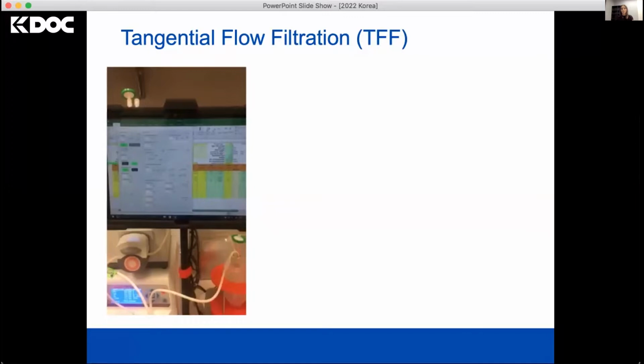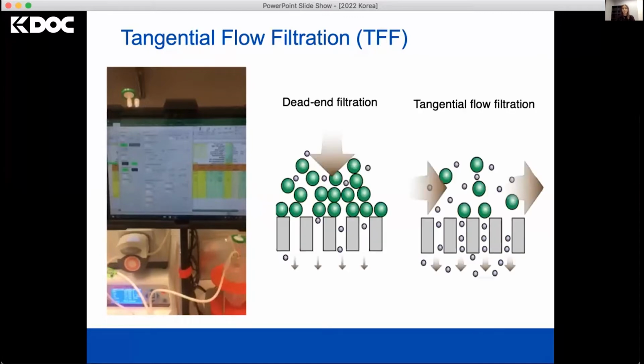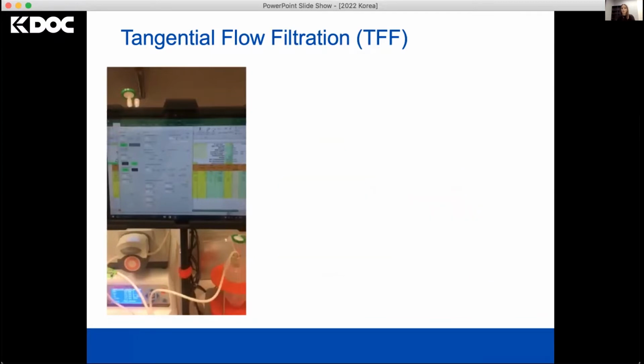So in the first step, we use a filter where the liquid flows tangentially, and this filter has pores that are 600 nanometers. So we get rid of anything that is above 600 nanometers, for instance, cell fragments. And then in the second step, we use a smaller filter, around 30 nanometers. So we get rid of everything that is below 30 nanometers, so free proteins and so on. And the advantage of this tangential flow filtration is that you don't get as much pore clogging because you're not putting pressure directly on the filter.